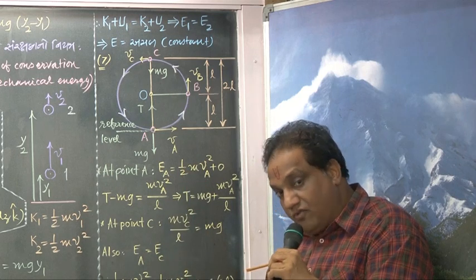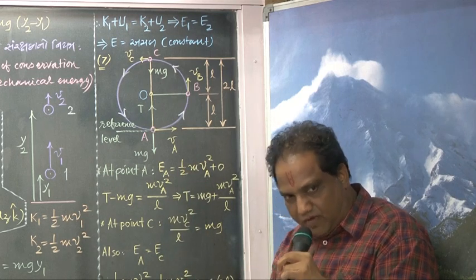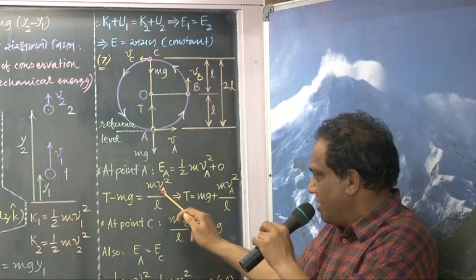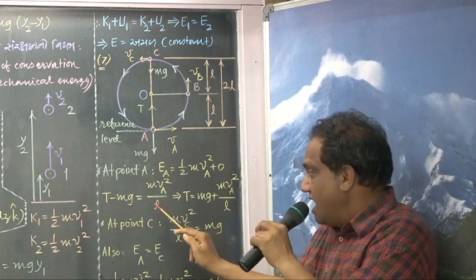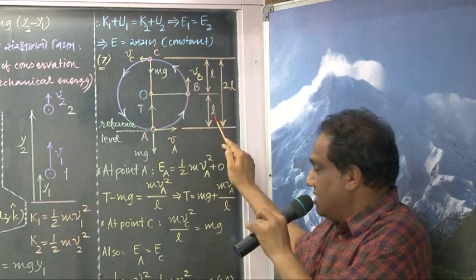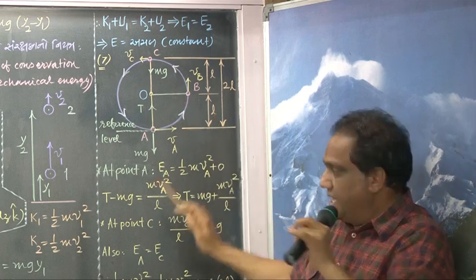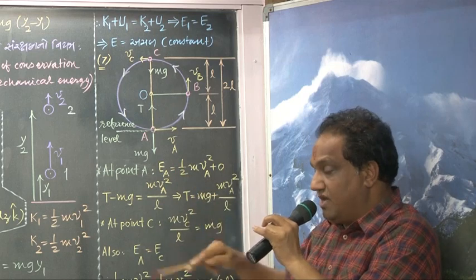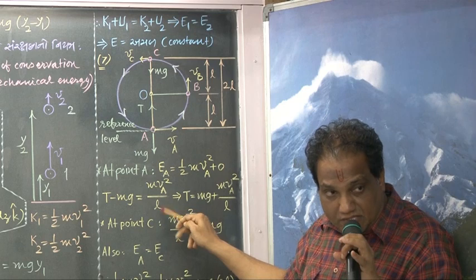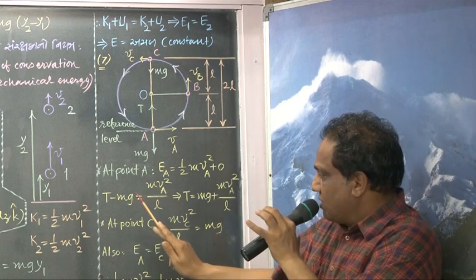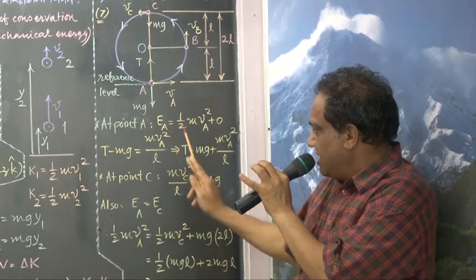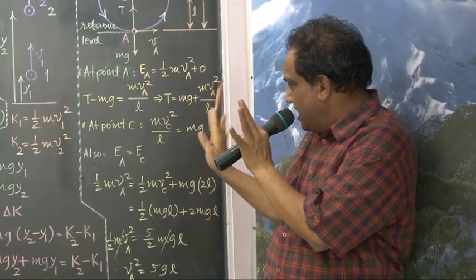What is the expression of centripetal force? mv square upon r. Instead of v, I am putting VA, and instead of r, the radius is right now equal to the length of the string, so I am putting L. Any problem? This point is very important. Now transfer this: from minus it will become plus. So T equals mg plus m VA square upon L.